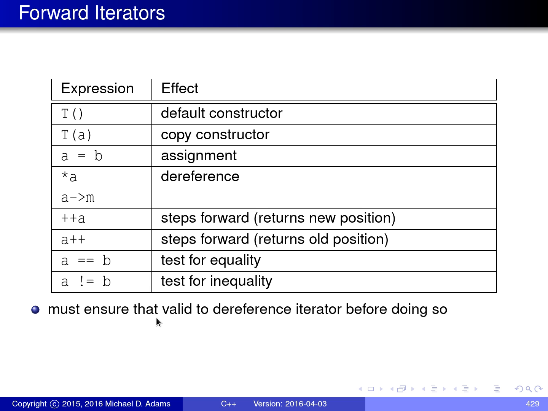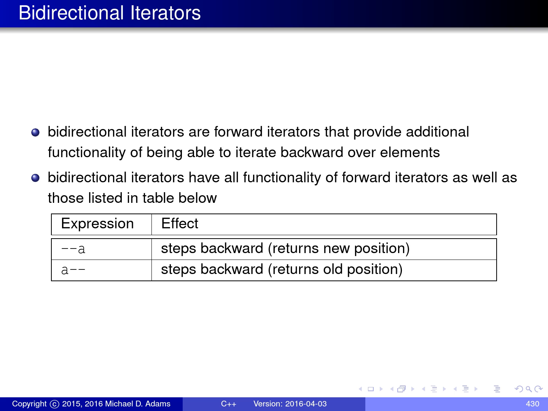When we're dereferencing a forward iterator, though, we have to make sure that it's actually valid to dereference the iterator. In other words, the iterator actually has to refer to valid data before we try to dereference it. This slide summarizes the operations provided by bidirectional iterators. Essentially, bidirectional iterators provide all the operations that forward iterators do, but in addition, they also provide the prefix and postfix decrement operations, which allow you to step backwards in the sequence that's being iterated over.